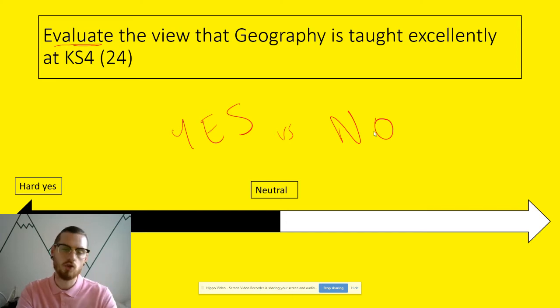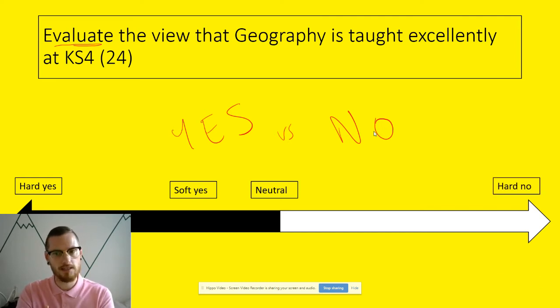Like, yes, geography is taught excellently. Maybe a bit of a softer yes towards the neutral. Yeah, it is taught well. However, on the right-hand side, firm, hard no. Okay, it's not taught well. Towards neutral, actually, it's not taught that well.